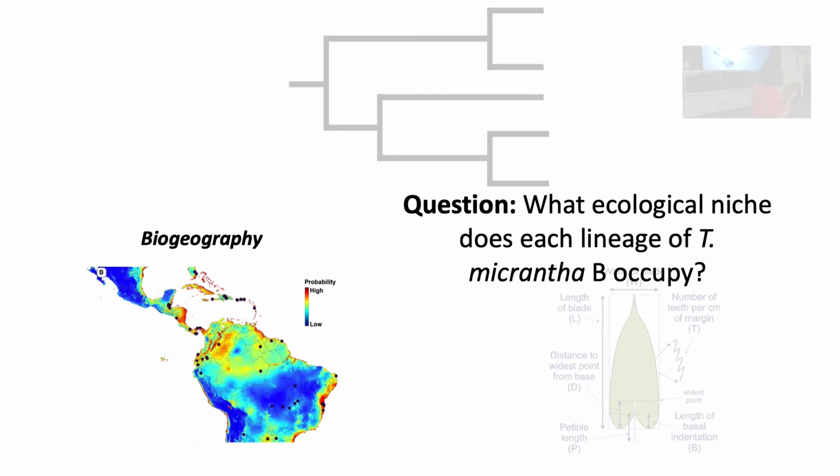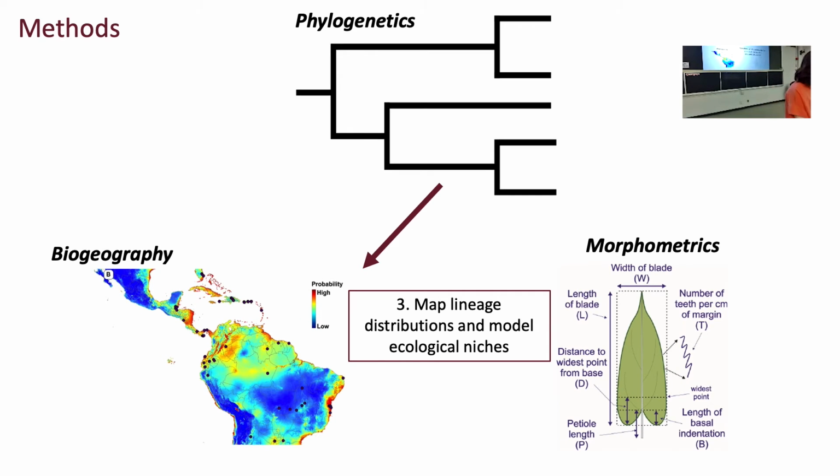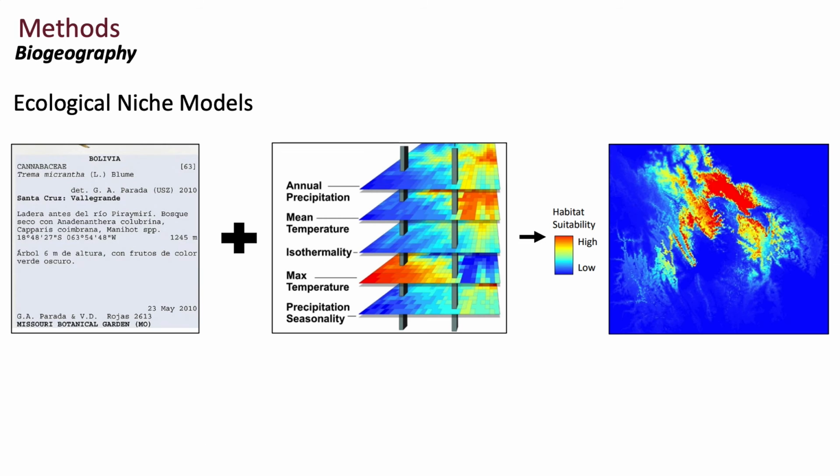All right, so then the last portion of my thesis was the biogeographic questions that we have. And so that question is, what ecological niche does each of these lineages occupy? And to answer that question, we need to map lineage distributions and then model their ecological niches. And this is how we do that.